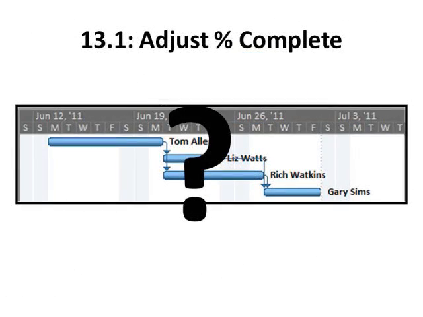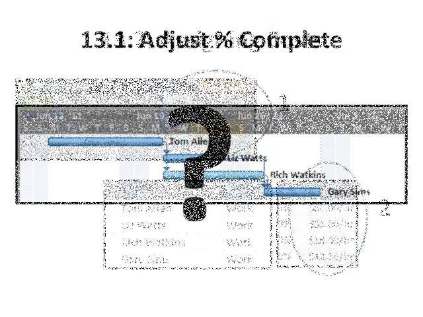So 13.1 concludes by asking you what happened to your Gantt display as you entered those percentage completes. Here I have the big question mark up in front of the Gantt before you enter those percentage completes, so it'll change as a result of putting in that information.